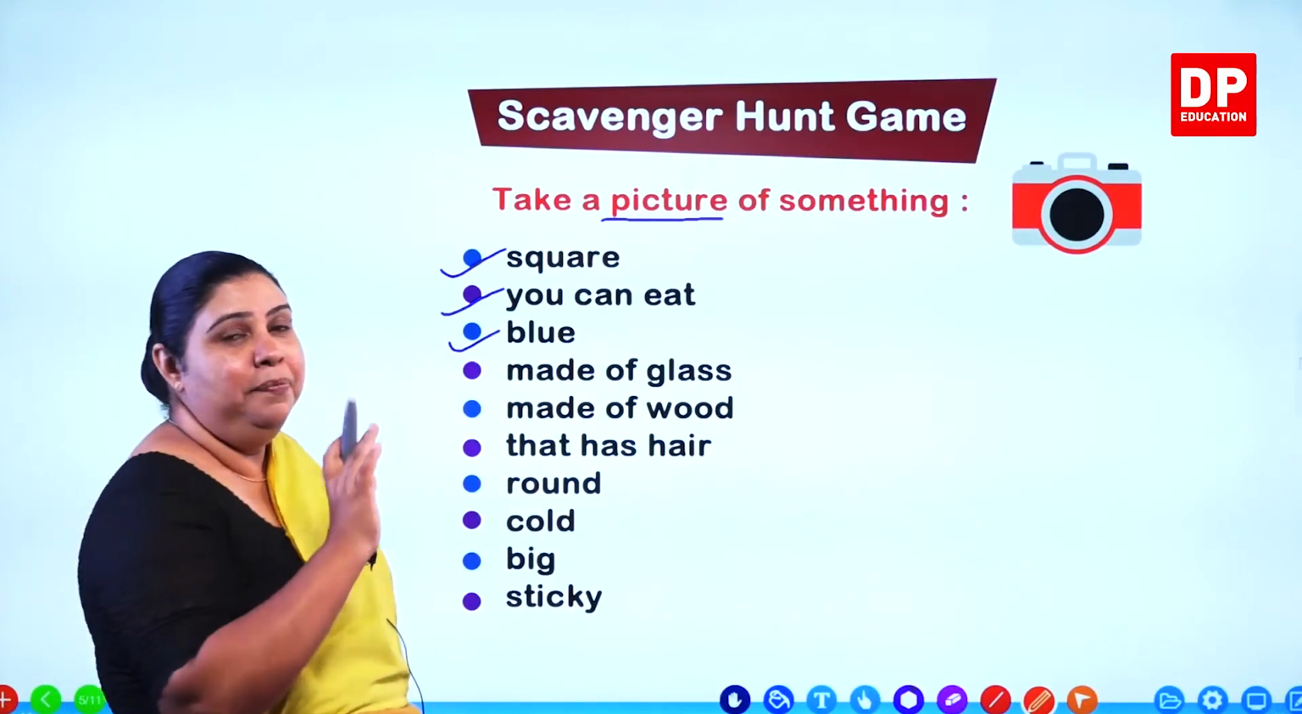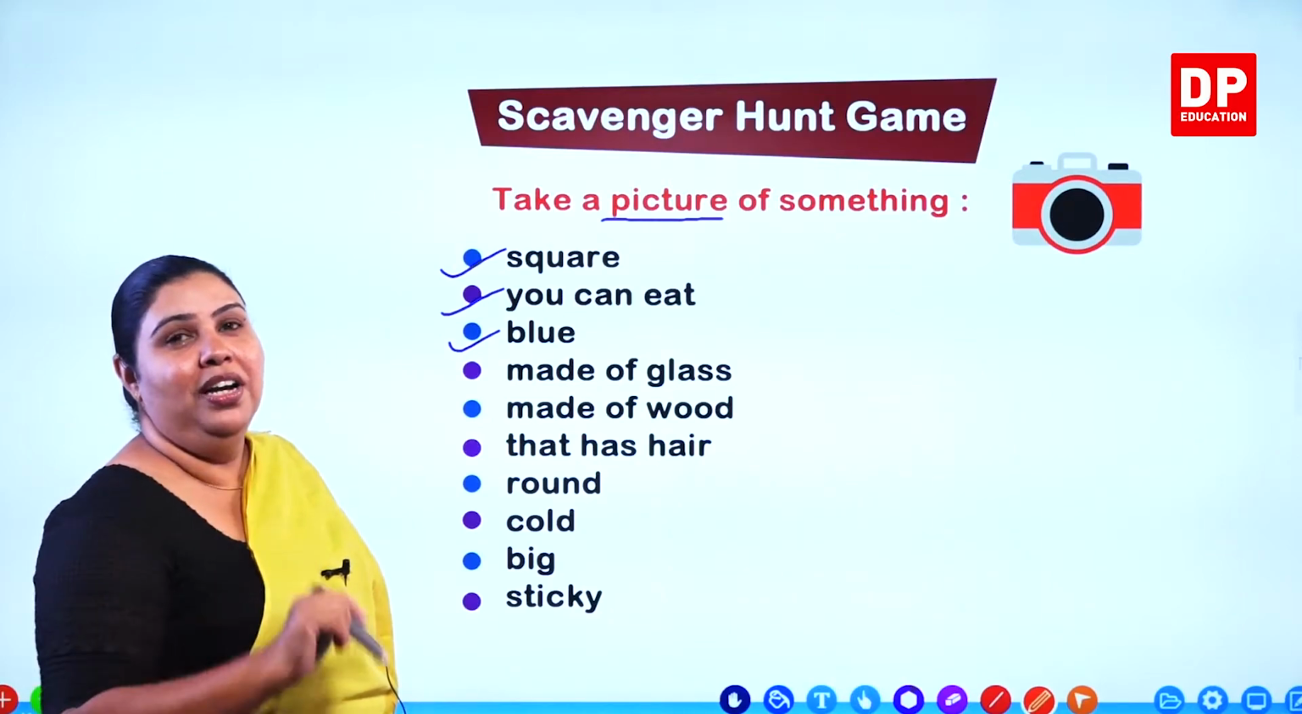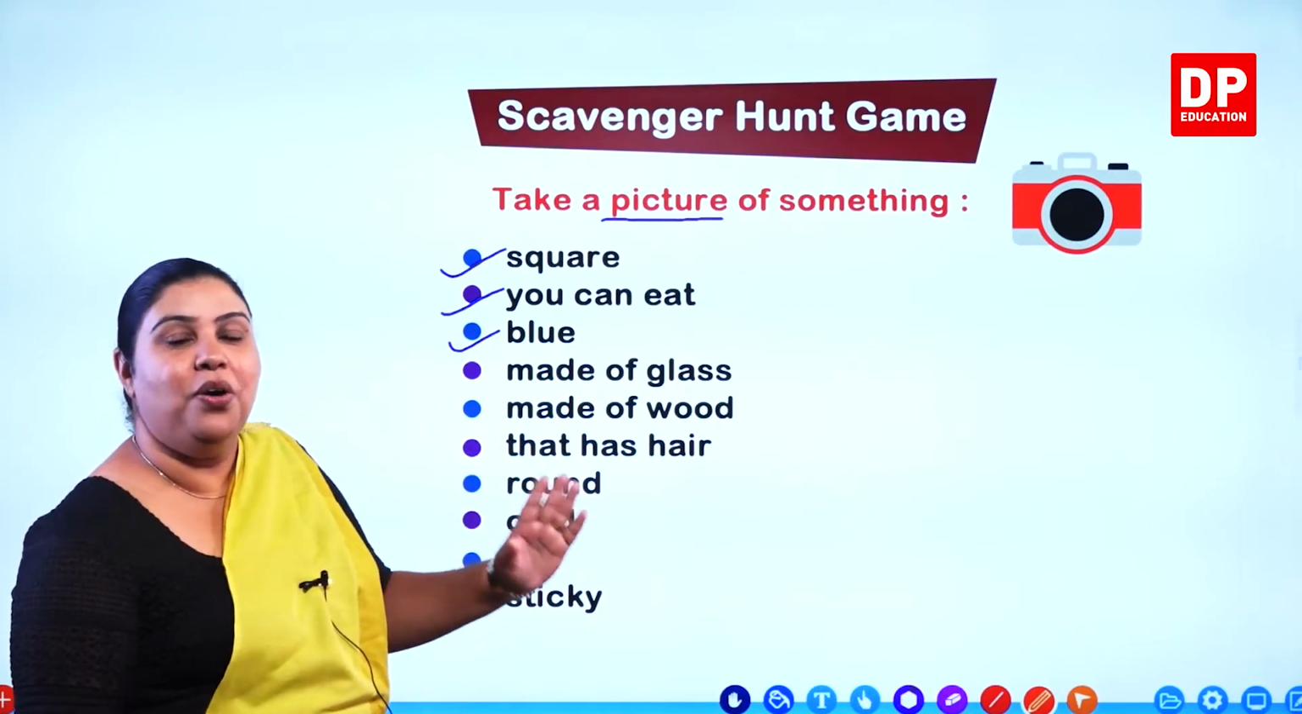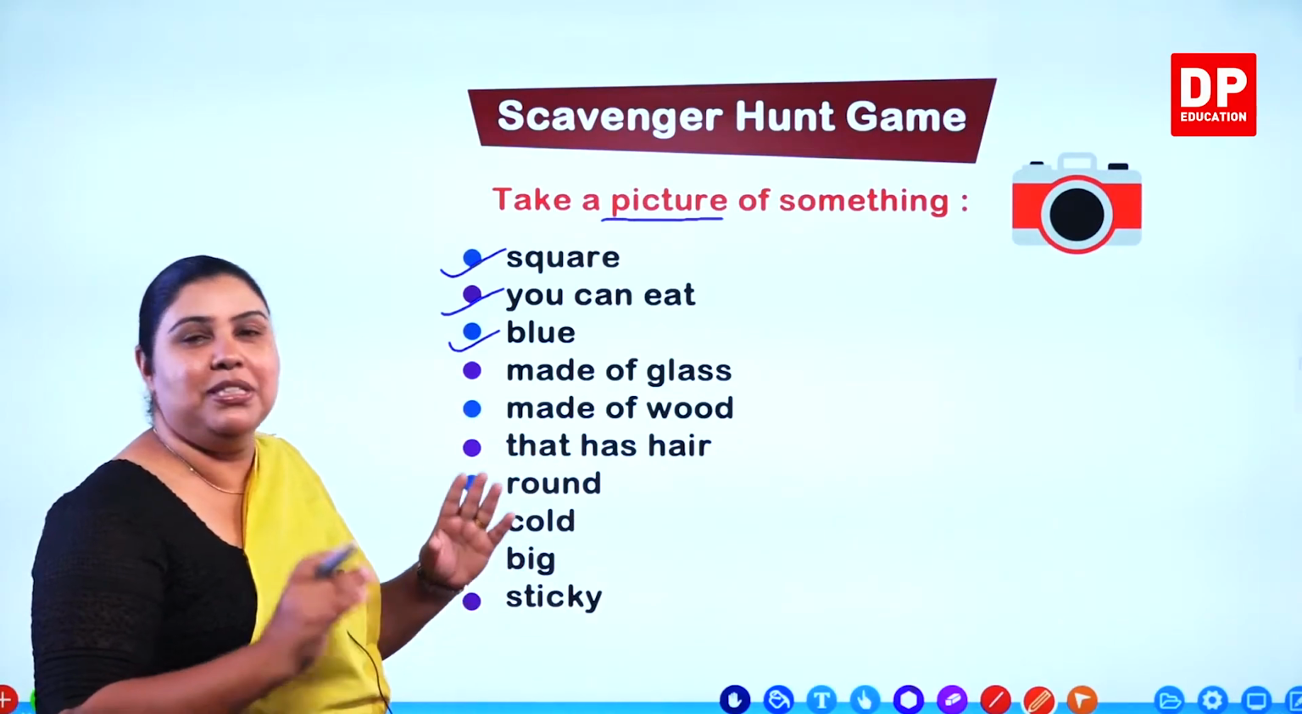So these are the things that you can include in your scavenger hunt game, right? I'm giving you examples so you can organize your scavenger hunt games accordingly.